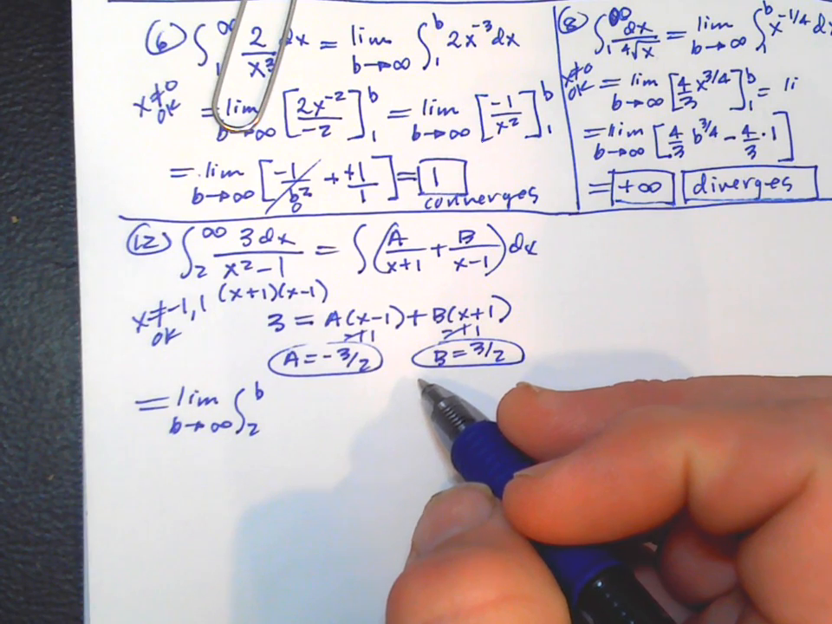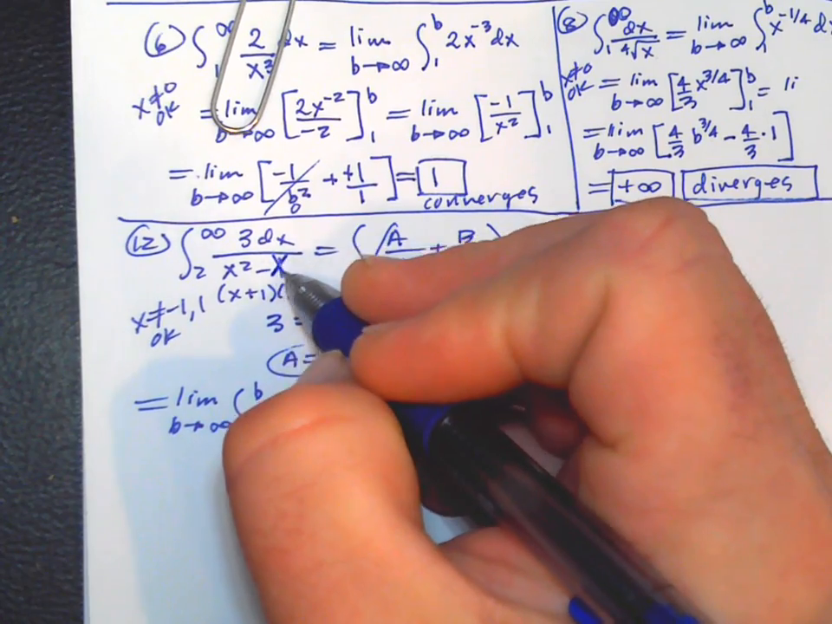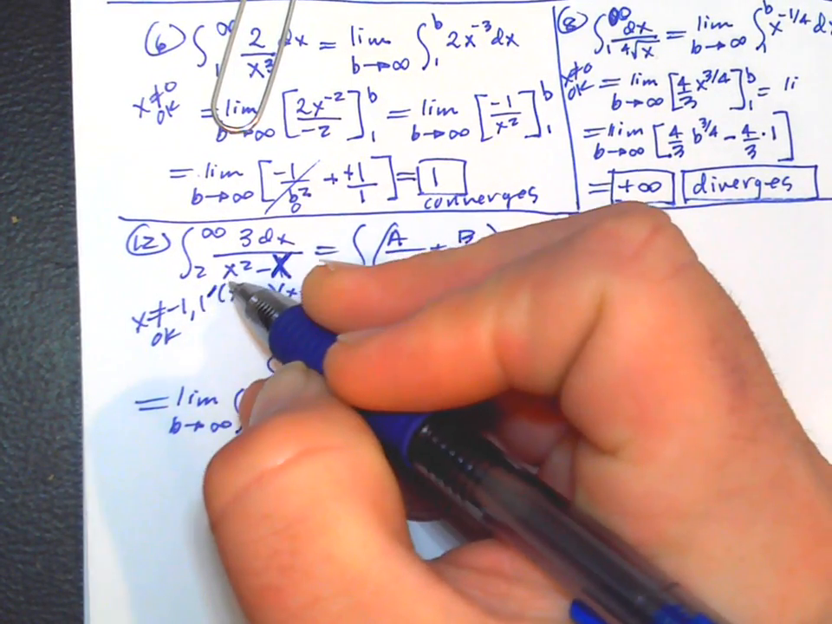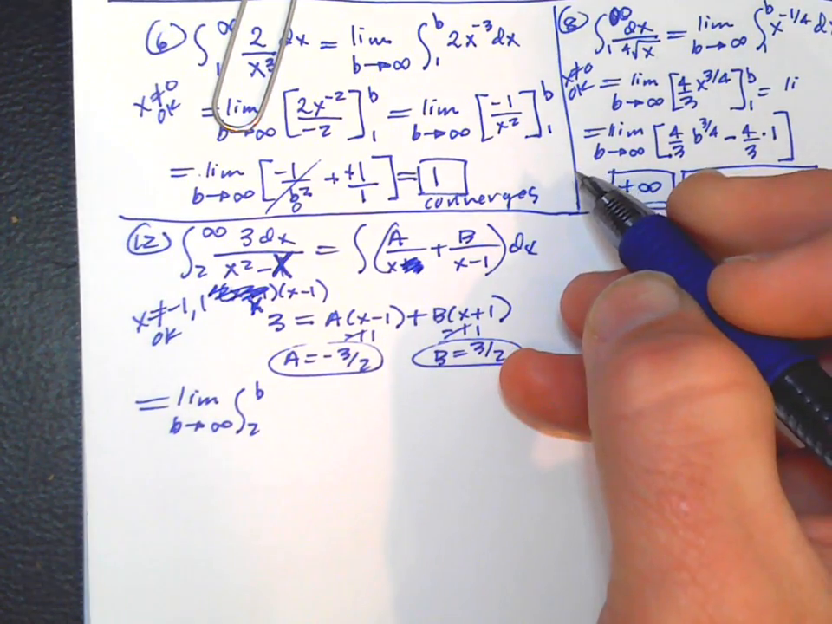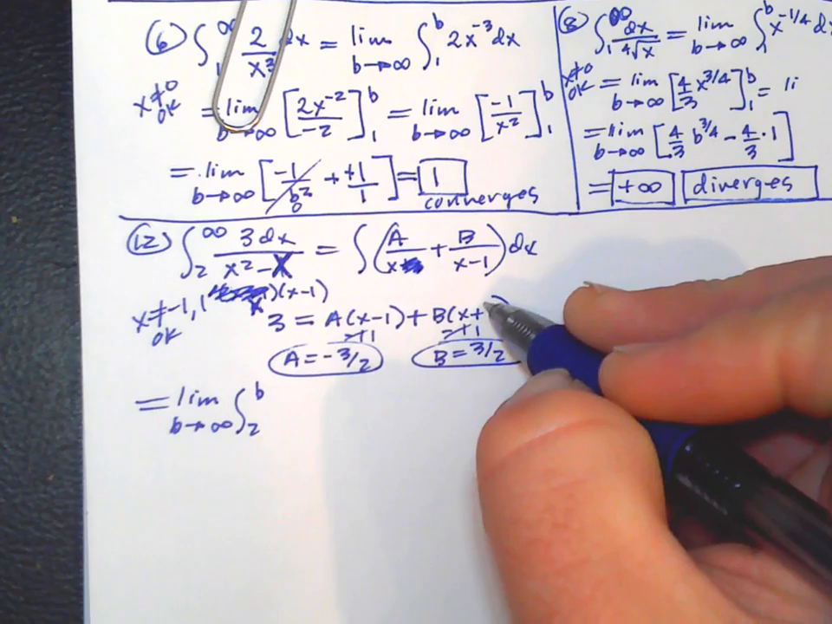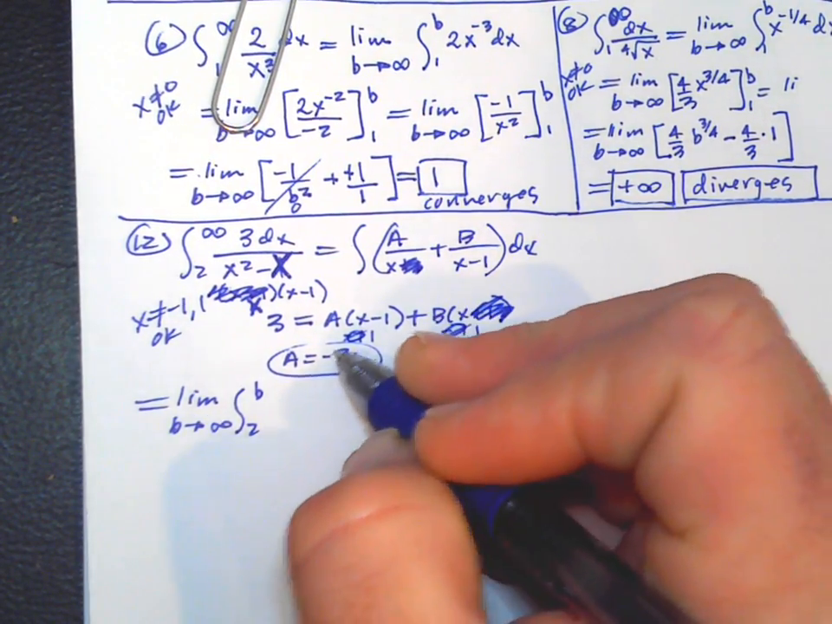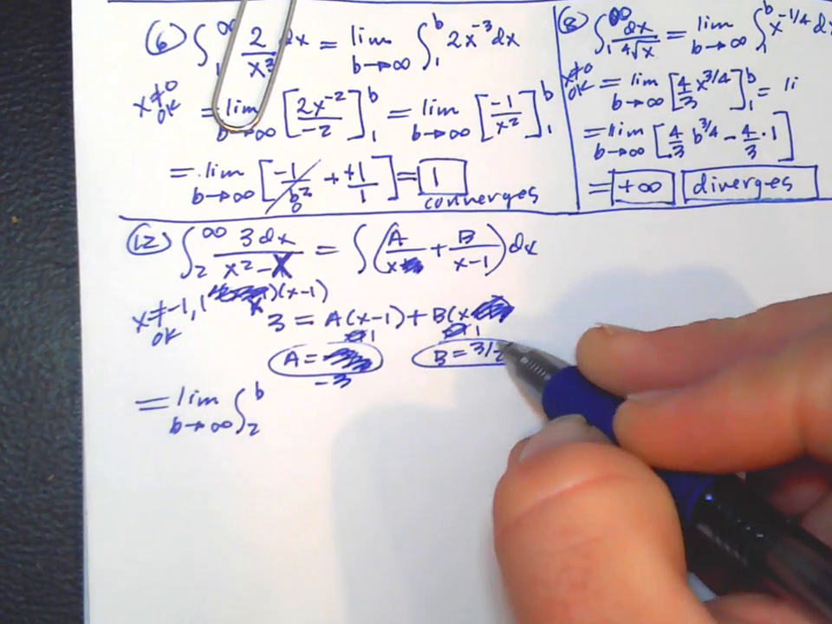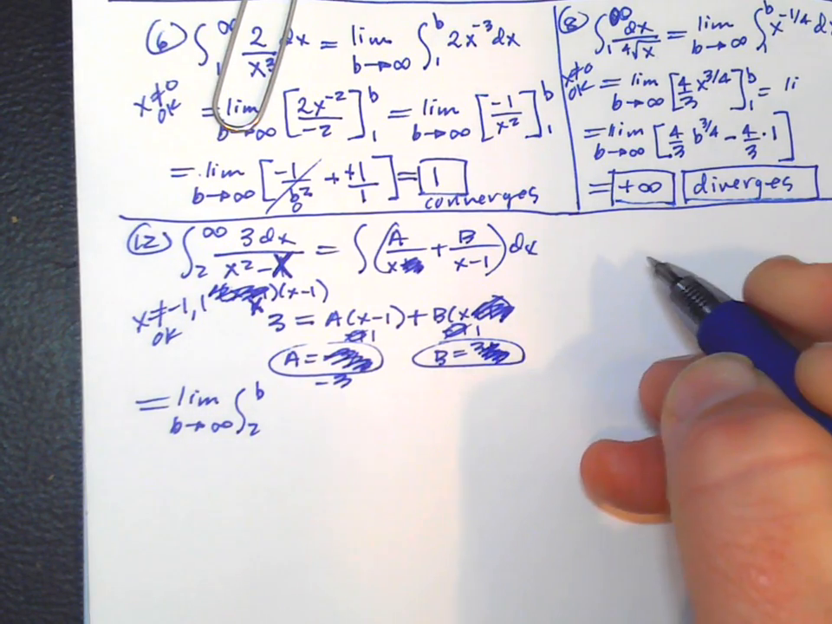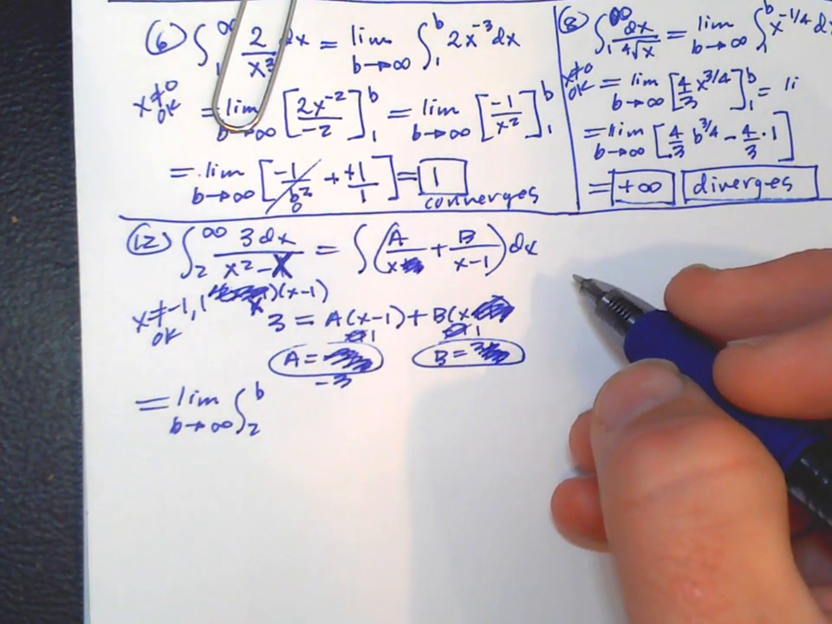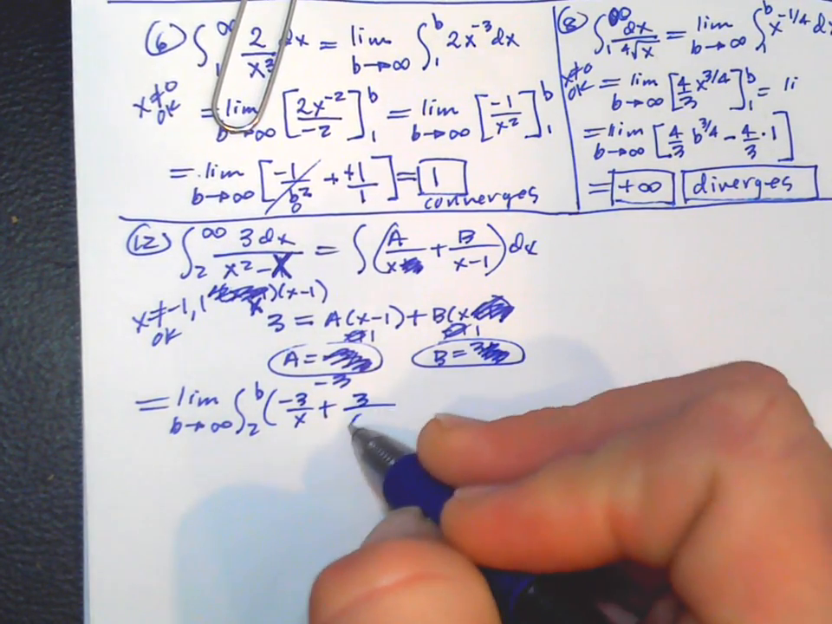Let's see. Did I make a mistake? Oh, I wrote the problem down wrong. This is an x. Well, I'm going to have to go back and fix it. And this would be an x. And so one of them is going to be over x, and one's going to be over x minus 1. So you multiply through. That should just be an x. And so if I plug in 0, I get A equals negative 3. And if you plug in 1, you get B equals positive 3. So, little mistake there. All right, so this is going to be negative 3 over x plus 3 over x minus 1.